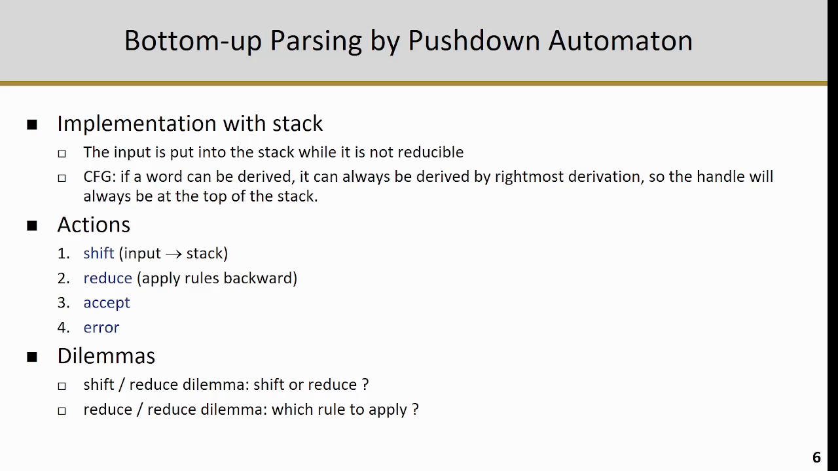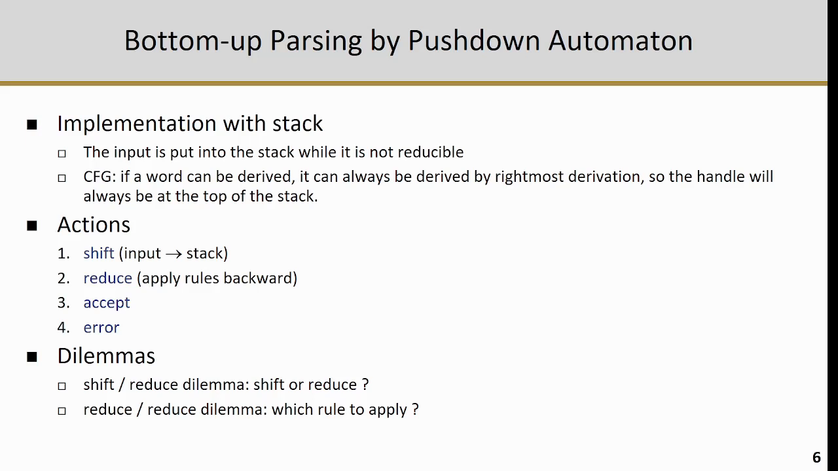And as I mentioned at the previous slide, we can have multiple dilemmas during executing such an algorithm. For example, whether we should take into account more symbols from the input or reduce the sequence already in the stack. It is called shift-reduce dilemma, since the shift is the operation where one or more symbols from the input is moved to the stack.